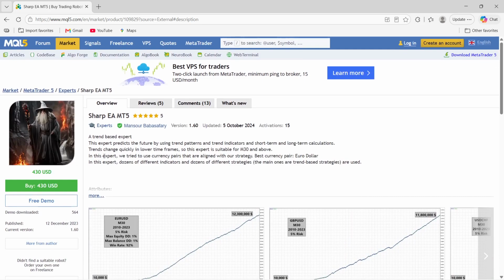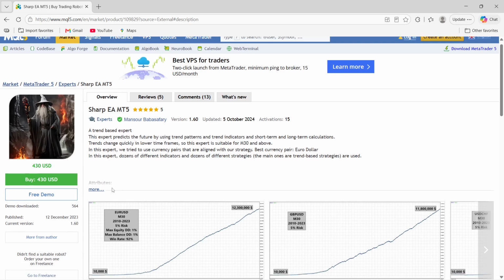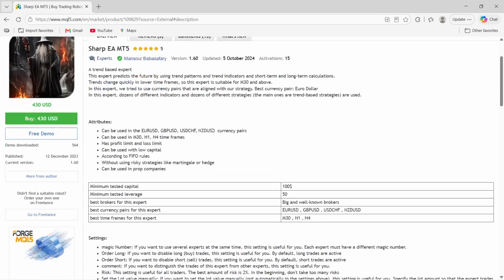Alright, so let's get into it. So Sharp EA on paper is a clean, non-martingale trend follower that supposedly handles multiple market conditions with very low risks. Alright, so let me just expand this so you can see it very cleanly.